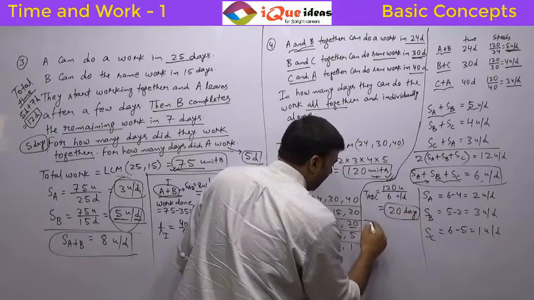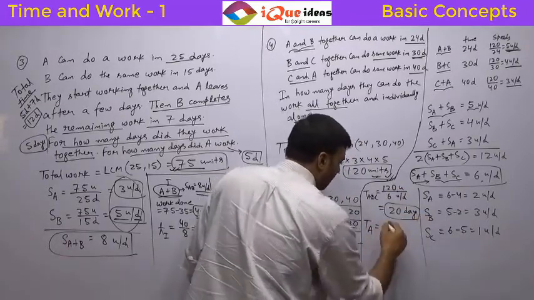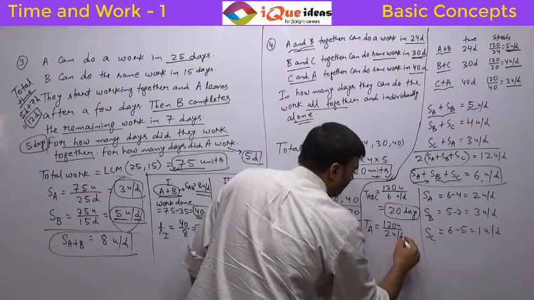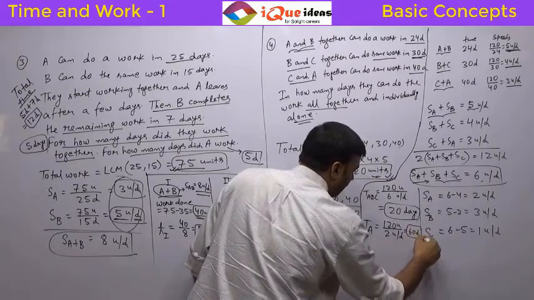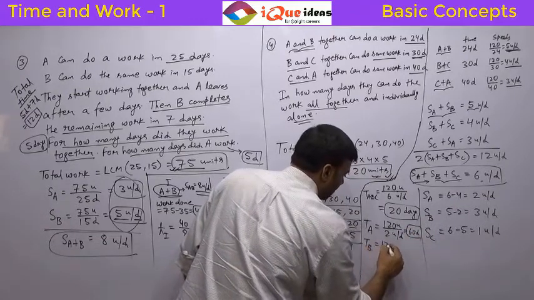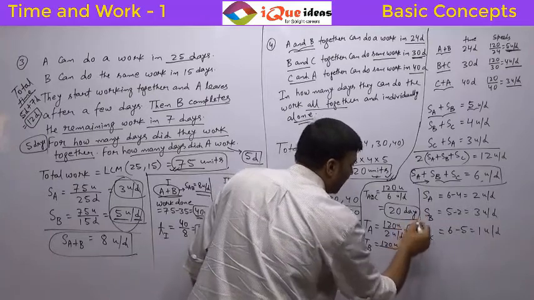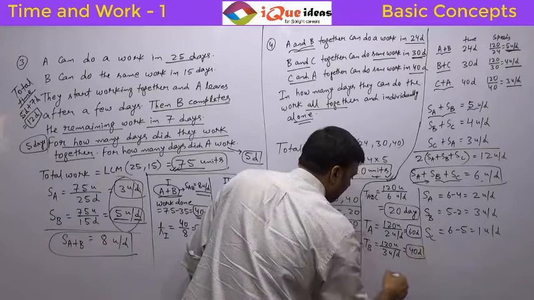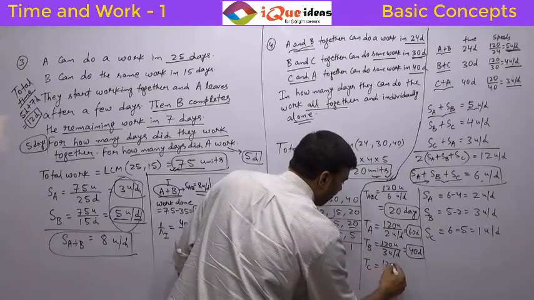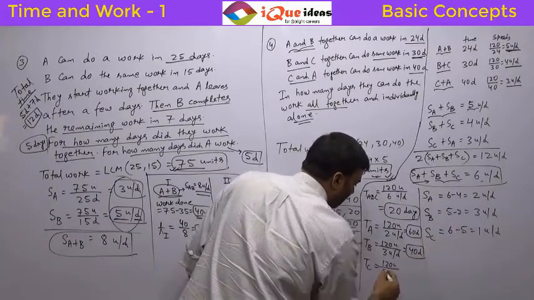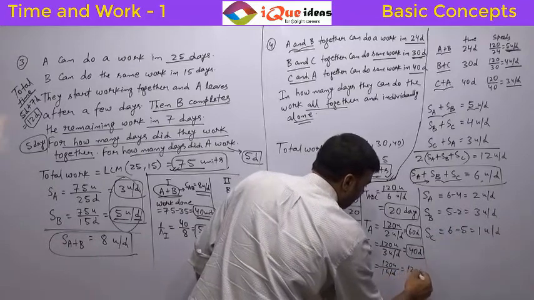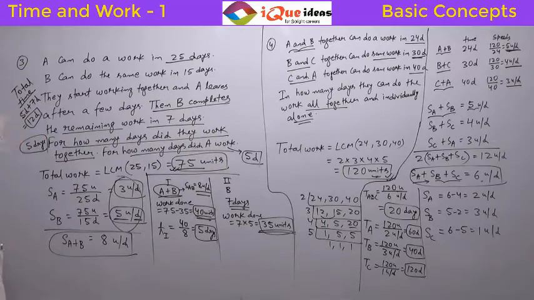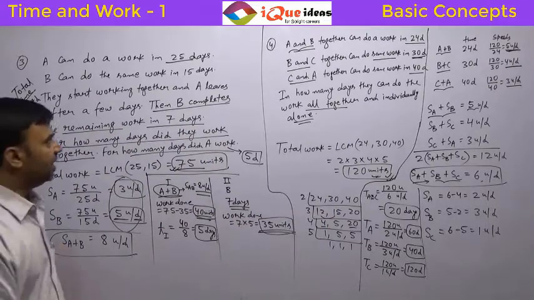Similarly, what will be the time taken by A alone? The total work is 120 units. Speed of A is 2 units per day. So it will be 60 days. What will be the time taken by B alone? 120 units is the total work. Speed of B is 3 units per day. 120 by 3 is 40 days. Similarly, time taken by C will be 120 units divided by speed of C, which is 1 unit per day, which is equal to 120 days. So this was one very beautiful example of LCM method. Alright. Now let's go to the next question.